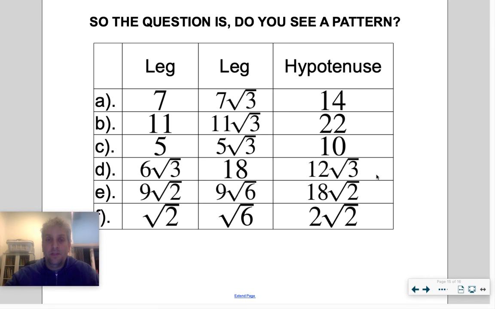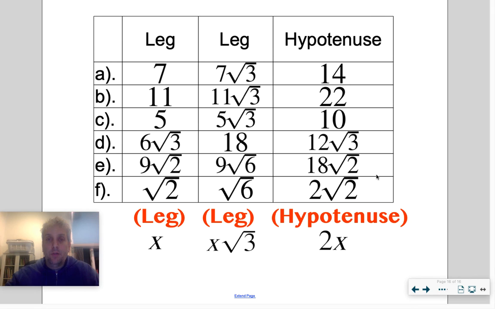Play a little more, see if you can see anything, and then we'll chat about it in about 5 seconds. All right, so a little trickier to see, but hopefully you can see that the second leg was just the first one times root 3, times root 3, times root 3. And the hypotenuse was, again, whatever that first leg was, doubled, right? 7 doubles 14, 11 doubles 22, and so on.